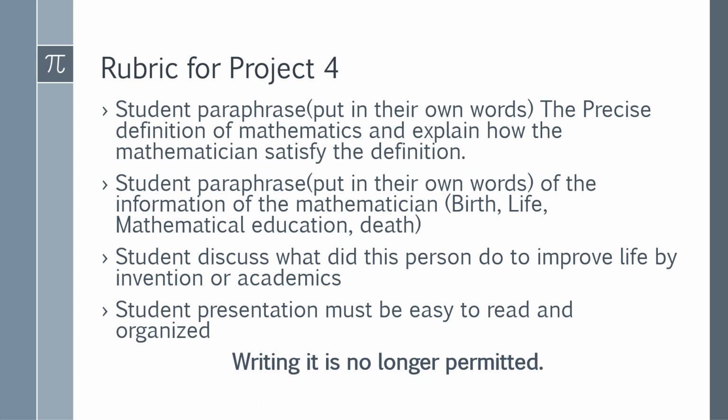Student paraphrase, put in their own words the precise definition of mathematics and explain how the mathematician satisfied the definition. By now you guys should know the precise definition of mathematics that I taught you in class. So what you have to do is take the words of each part of that definition, such as count, ordering, measuring, and put in your own words, what does this mean?